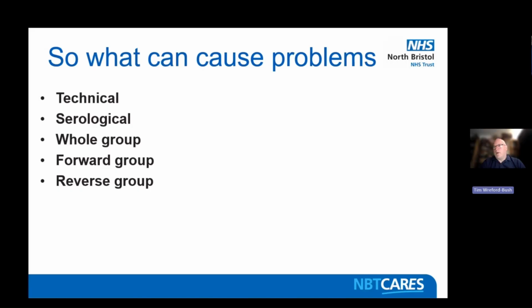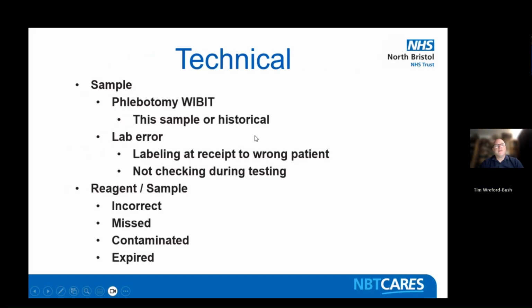So what can cause problems when we're in the lab grouping these samples? First of all, we've got the technical side of things, which I'll go through in a bit. Then serological, and it can affect the whole group, or it could affect just the forward group or the reverse group. So I'm going to break that down a little bit and talk through some of the things we may see, and then talk about what we can do in the lab.